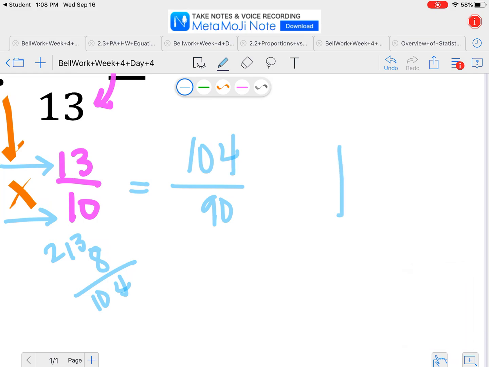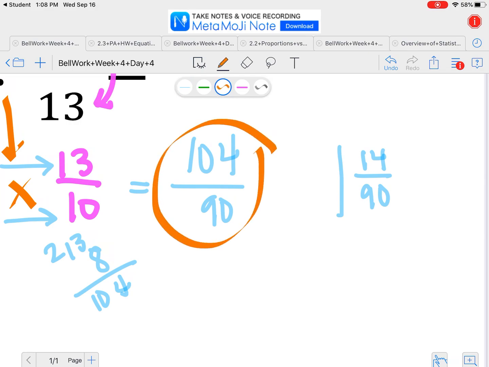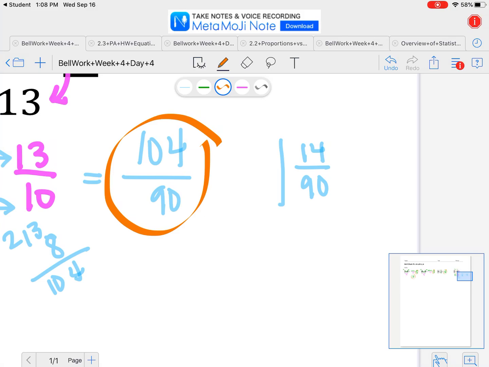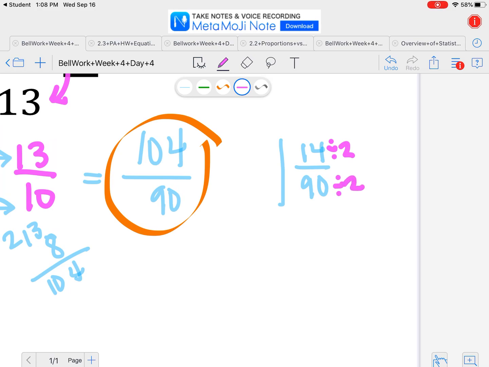Then when I subtract, I would have 14 left over. 90 is the denominator. Sorry about that. This would be the improper fraction. 14 and 90 could still be simplified because they're both even. So I could divide these by 2. And then my answer would be 1 and 7 over 45.